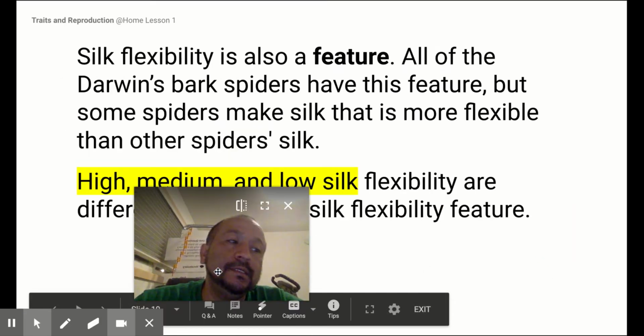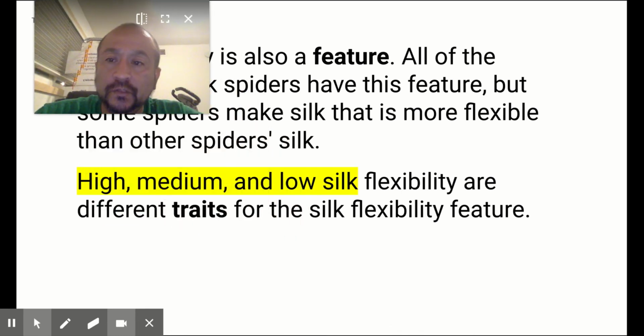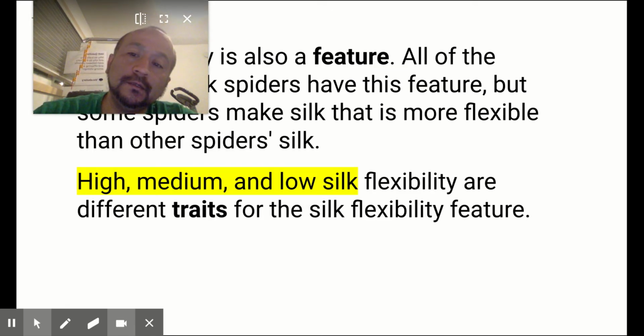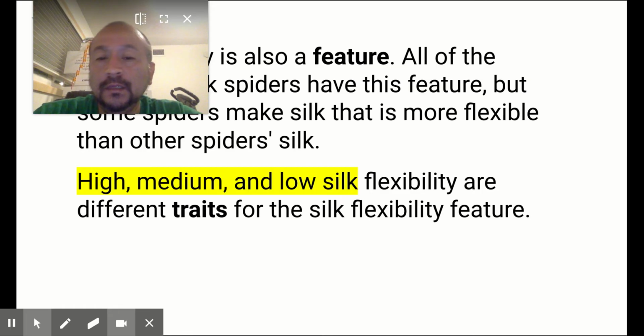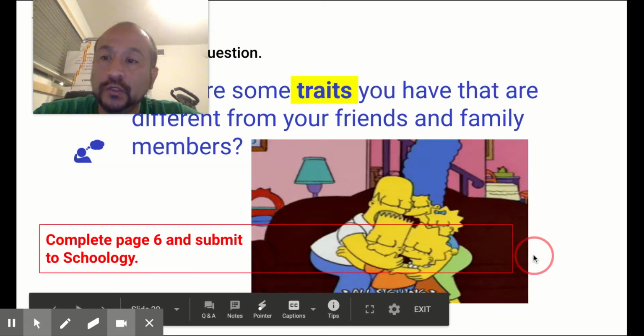And silk flexibility is also a feature. All of the Darwin's bark spiders have this feature. But some spiders make silk that is more flexible than other spiders' silk. So we're focusing on silk, and so we're going to be focusing on high, medium, and low silk flexibility, which are the traits for the silk flexibility feature.